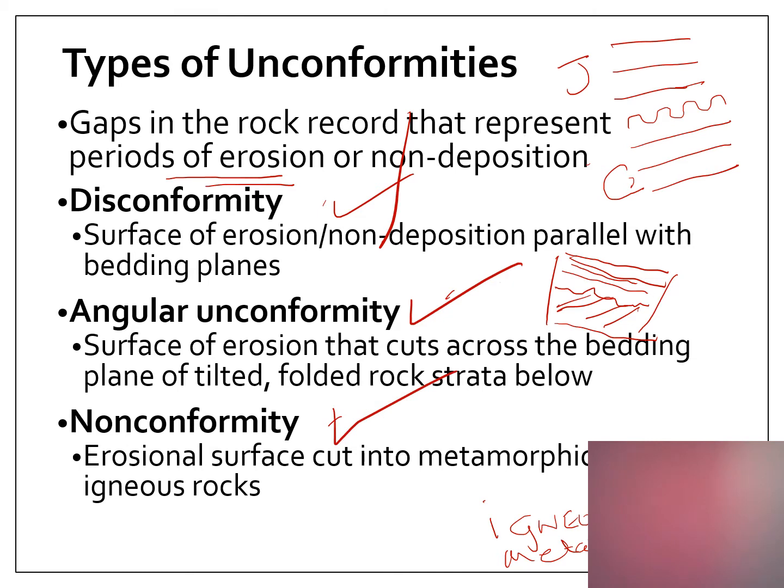Missing time from here to here. Missing time from here to here. Missing time from here to here. One way that we would know, let's say our fossils in these rocks down here were blue-green algae, something very simple, and then we go up here and we have fish fossils or something. So we know that we have a chunk of missing time here.